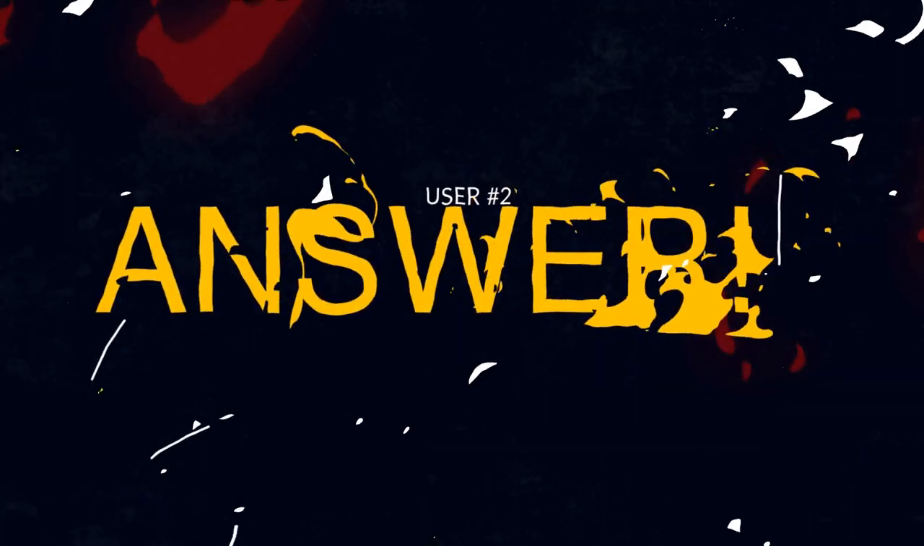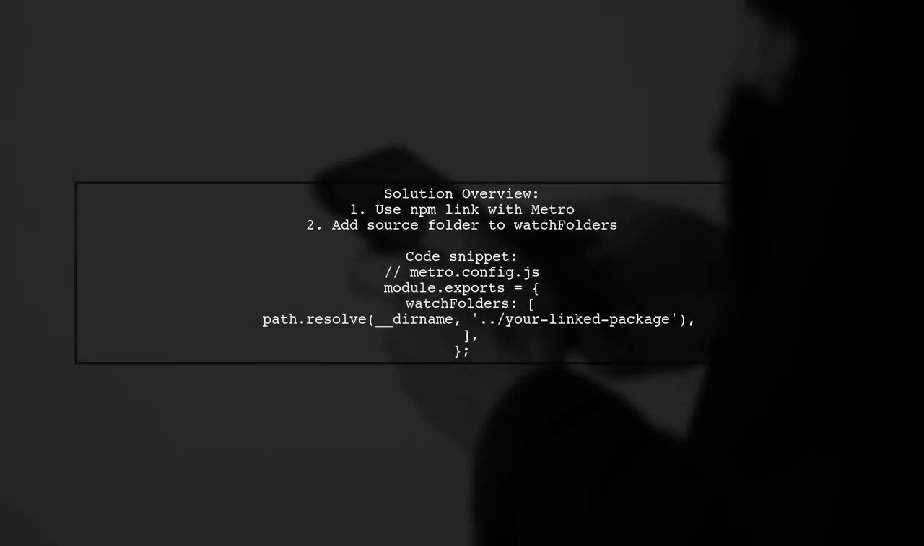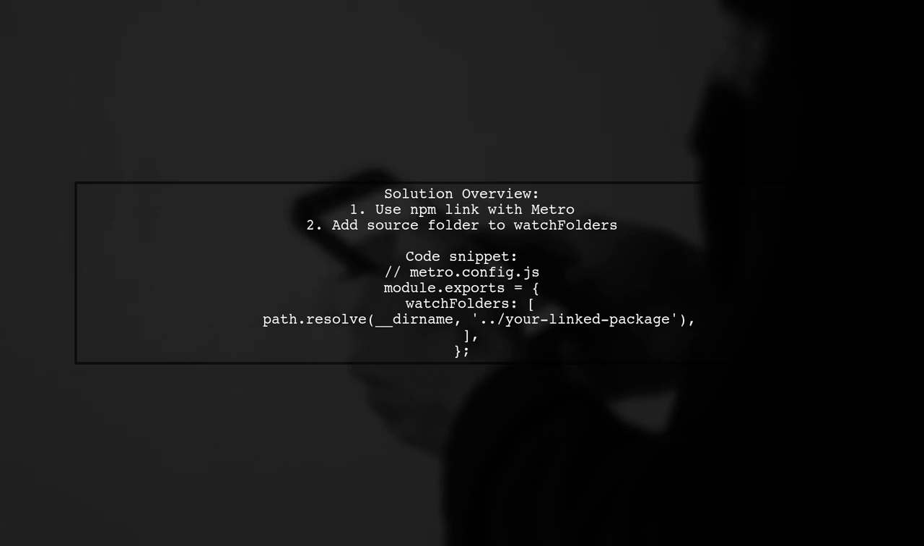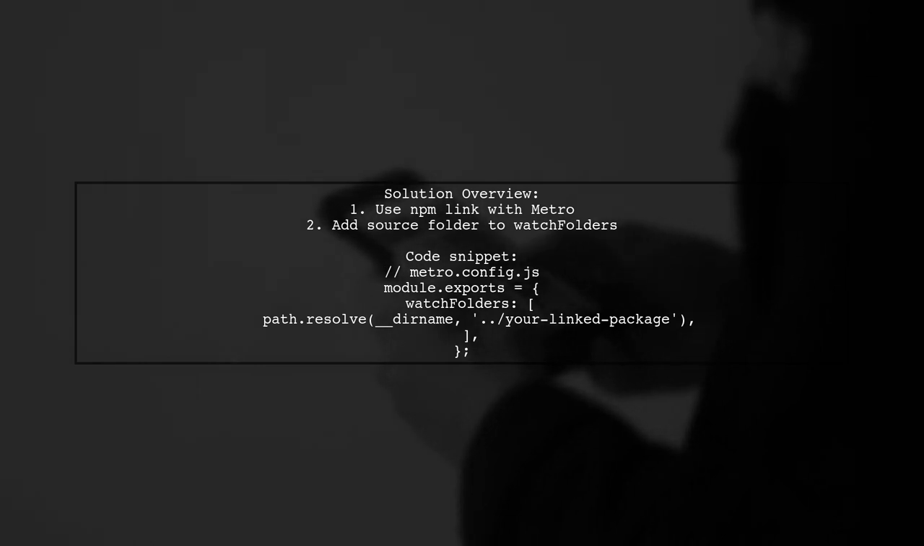Let's now look at another user-suggested answer. To resolve module issues with local dependencies in React Native, you can use npm link with Metro. Just remember to add the source folder of your linked package to the watch folders in your metro.config.js.